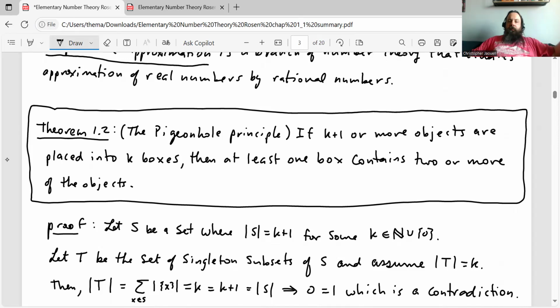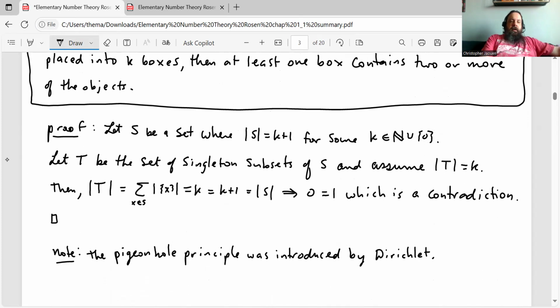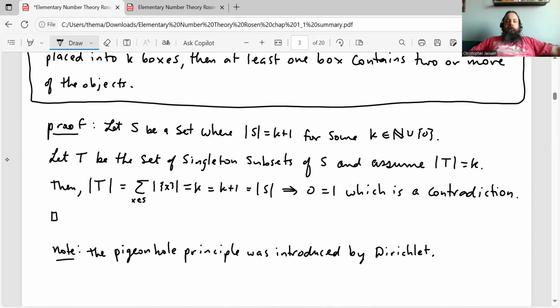Again, you might have heard of this before, but let's state it out and then prove it. So if k plus 1 or more objects are placed into k boxes, then at least one box contains two or more of the objects. And here's my proof. Let S be a set where the cardinality of S is k plus 1 for some k in the natural numbers union with 0.